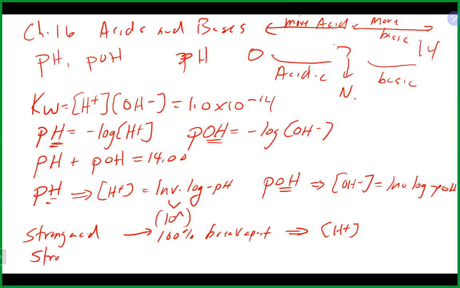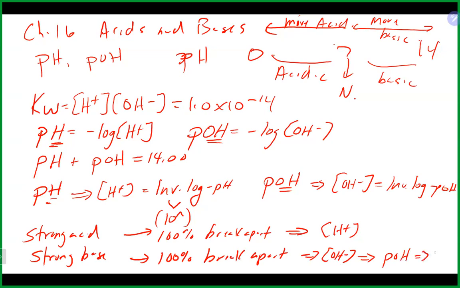Strong bases are almost the same thing, except that they obviously 100% break apart as well. But here, because they are bases, what that allows you to do is get to the OH minus concentration. From the OH minus concentration, you get the pOH, you can subtract from 14 and get to the pH. So a little bit more work there with the strong base. Remember that most strong bases are found on the periodic table in group 1 and group 2 and have hydroxide in the actual formula.